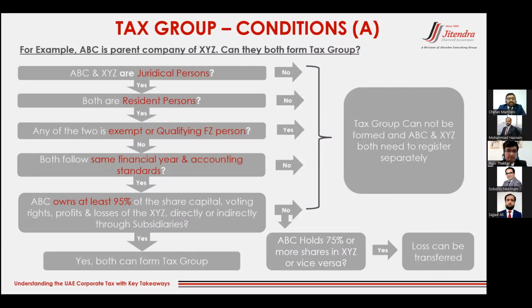So let's understand the conditions to form a tax group through an example. So here we have two companies, ABC and XYZ. So here ABC is a parent company and XYZ is a subsidiary company.